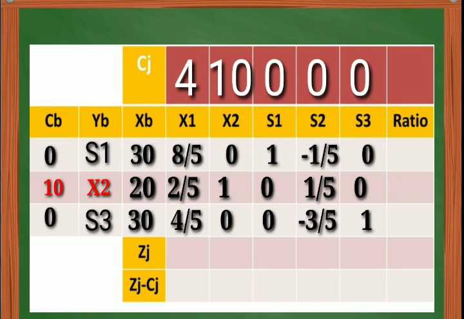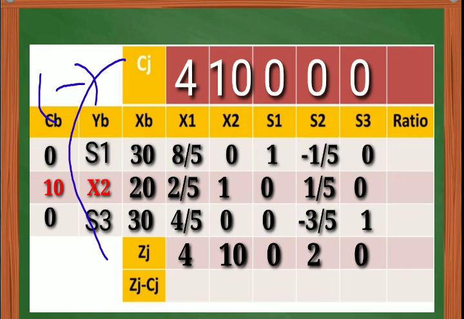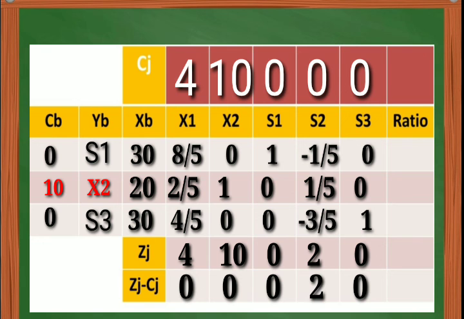Now in Zj, we have to multiply 10 with row 2 and we get the answer as 4, 10, 0, 2, 0. Now Zj minus Cj. 4 minus 4 is equal to 0. 10 minus 10 is equal to 0. 0 minus 0 is equal to 0. 2 minus 0 is equal to 2. 0 minus 0 is equal to 0. Here all the elements are positive values.